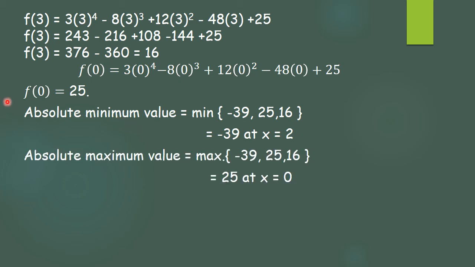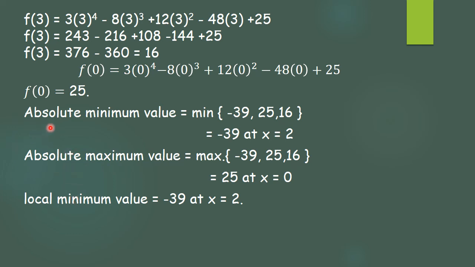Now we will find out the absolute maximum value. That will be the maximum among all these three values only. The maximum value among these is 25, and that is at x is equal to 0. So the absolute maximum value is 25 at x is equal to 0. So first we have calculated the absolute minimum value is minus 39, the absolute maximum value is 25, and the local minimum value was also minus 39 at x is equal to 2. So here we have calculated the maximum value and minimum value, that is the local as well as the absolute values.